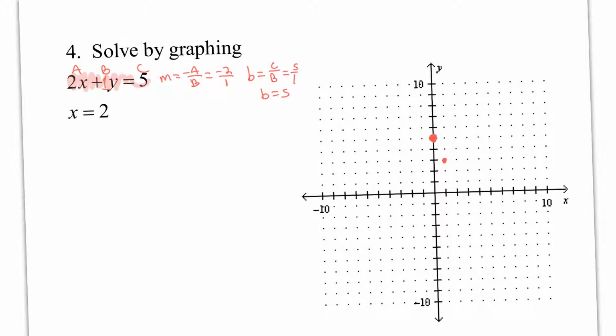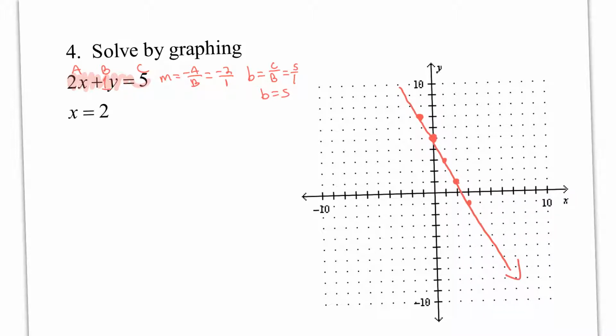And then you just keep going. 1, 2, 1 to the right, and you make another point. 1, 2, 1 to the right. You can also go the other way. You can go up 1, 2, and 1 to the left. And you connect the points. Now you guys will do the next one.